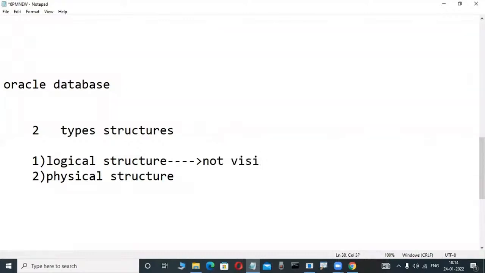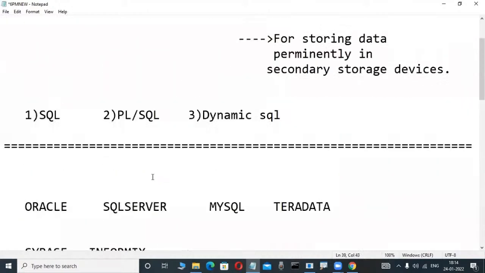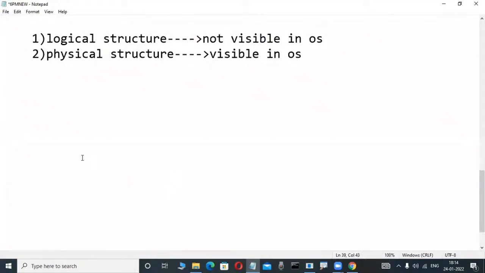in the operating system, not visible in the OS, is called a logical structure. A physical structure means whenever we install Oracle, SQL Server, DB2, these software automatically create three physical files. I told you in the previous classes. That's why a structure which is visible in the operating system is also called a physical structure. These are the things I told you in the previous class. Don't worry. Now observe it here.